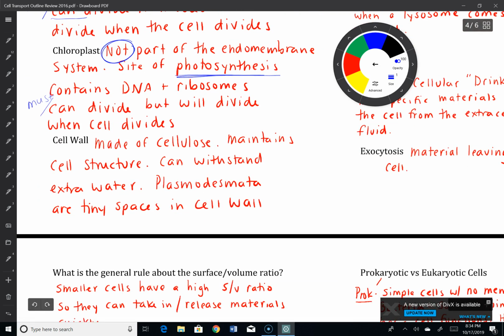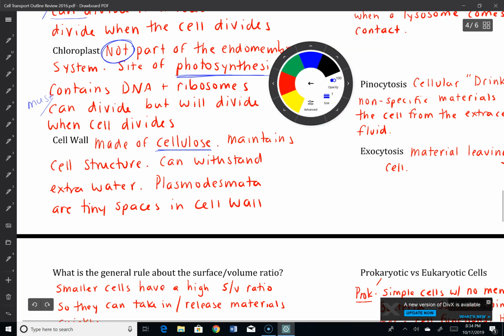Cell wall is only found in plant cells. That is made up of a non-living material called cellulose, and that is going to be all about cell structure. That is what will keep a plant from bursting if water flows in, and will also give it some integrity if it happens to be low on water.